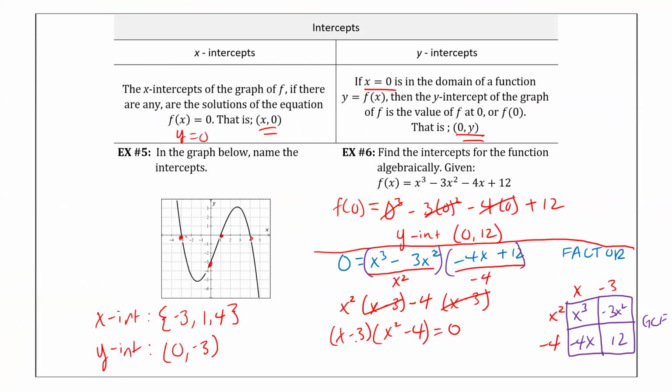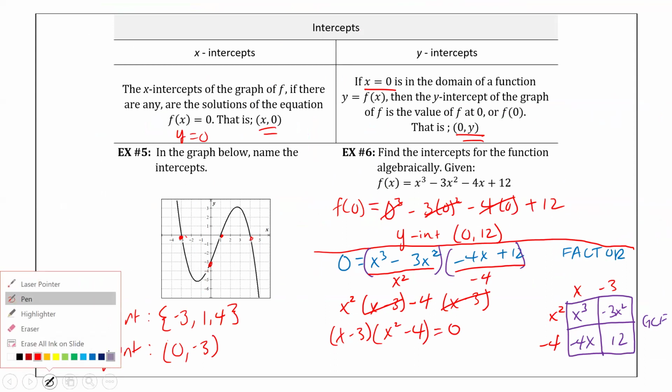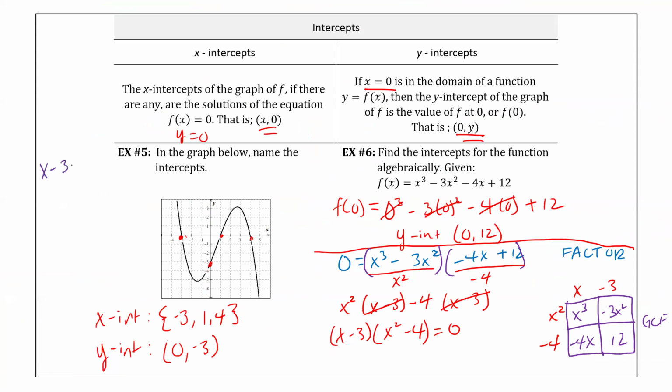so now you just set each factor equal to 0. I don't have enough room down here, so I'm going to do it over here on the right. So I have x minus 3 equals 0. What is x? Positive 3. So one of my x-intercepts is at 3, 0.